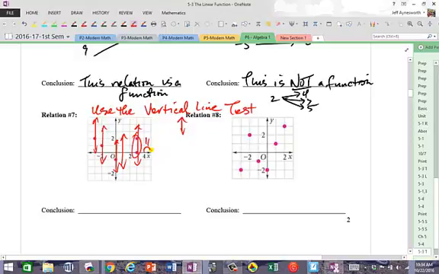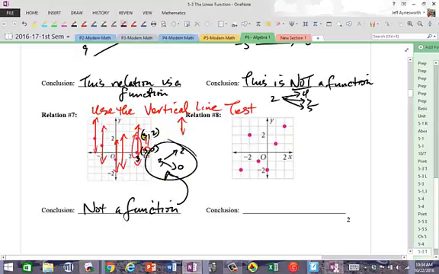See, the x value 3, this is 3 comma 0. Let me just write it here, 3 comma 0. And this is 3 comma 2 right here. So 3 gets mapped to 2 and 0. So this is not a function. Okay, why? Because of what I just said right here. Vertical line intersects 2 points. 3 comma 0, 3 comma 2. 3 gets mapped to 2 y values, and it's not a function.